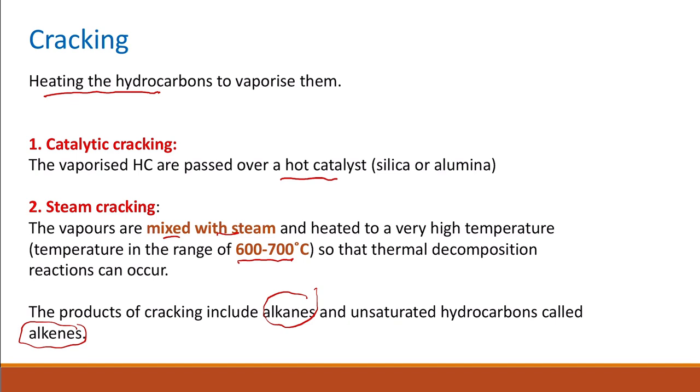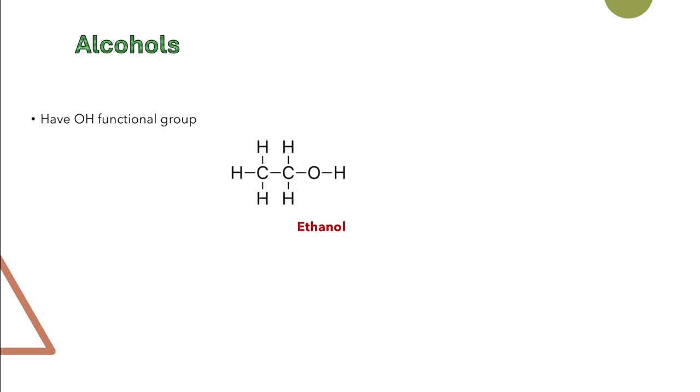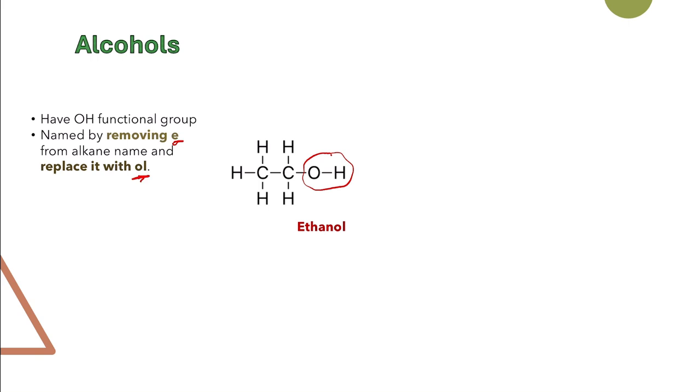Alcohols is another homologous series. In alcohols, the functional group here is the OH. To name alcohols, you need to remove the E from the alkane name and replace it with ol. So for ethane, two carbon atoms, you remove the E and then you replace it with ol, so it's ethanol.